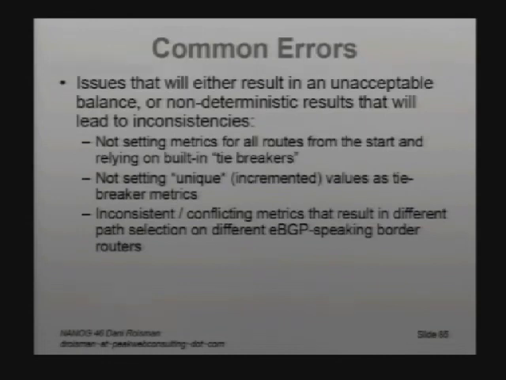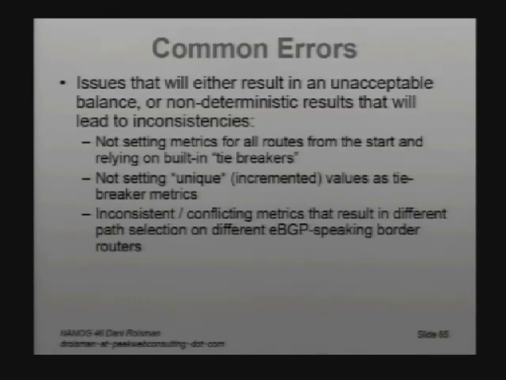Some common errors when configuring the system, when using the system. These are some errors that are going to result in unacceptable balance or non-deterministic results, and they're going to lead to an inconsistent traffic balancing scheme. If you're not setting metrics for all your routes from the start and you're relying upon those built-in tiebreakers at the very end: oldest route, lowest IP, highest IP, phase of the moon. Other problems are if you're not setting unique, incrementing values, meaning you're not going to set a metric of 100 over here and a metric of 100 over there. You're going to want to make sure one is a 100 or a 200 or 300, 1,000, 2,000, 3,000, whatnot. You want incrementing values. You don't want to set the same value on multiple ISPs.